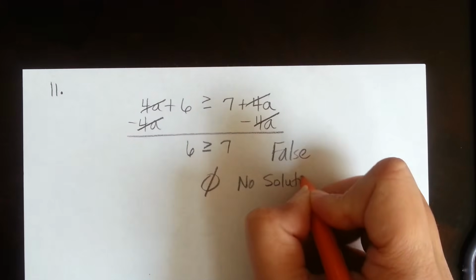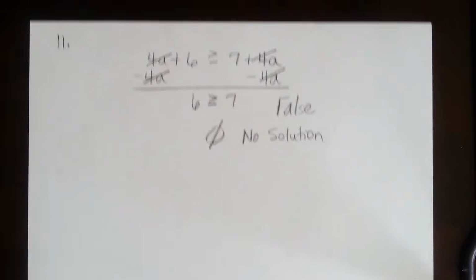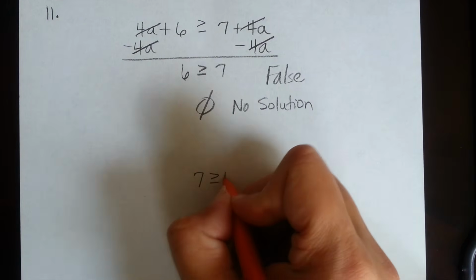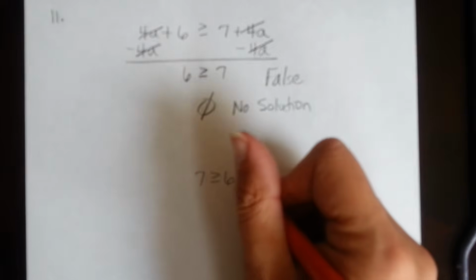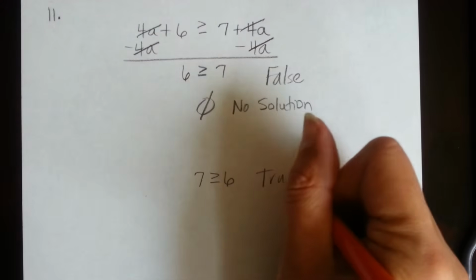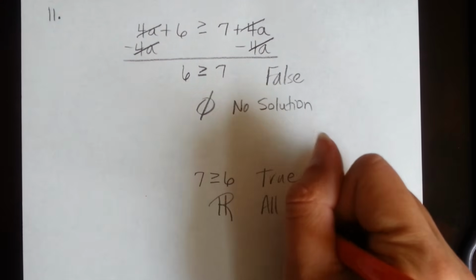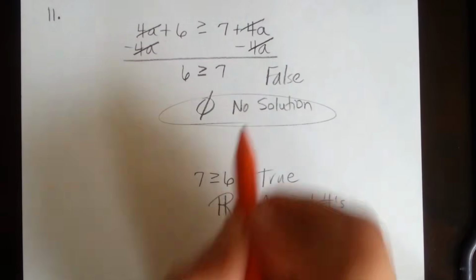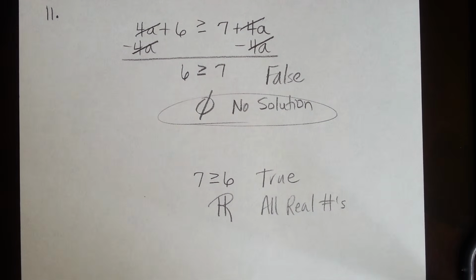Since it is a false statement, we're going to put that there is no solution. Remember, we can use that empty set symbol to mean that there is no solution to our problem. If we were to have solved the problem and gotten something that was true, like 7 is greater than or equal to 6, that is a true statement. 7 is greater than 6. If we had a true statement, then we would have put our all real number symbol. But for this one, it is no solution. Hopefully that's a quick review on how to solve equations and inequalities.